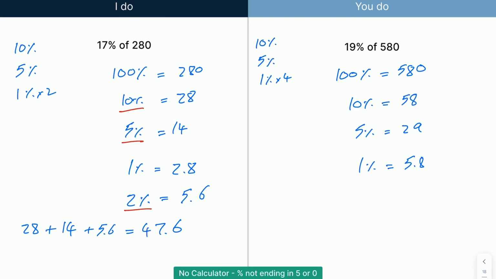So the way you can do that is either you can divide this by 10 on each side, which gives you 1, or divide this by 100 on each side, which gives you the 1%. And now I need to times that by 4 to get 4%. So if I do 5.8 times 4, I get an answer of 23.2. And so for my final answer, I need 10%, I need 5%, and I need 4%, because all of them add up to 19%. So if I now add up 58 plus 29 plus 23.2, we end up with an answer of 110.2.